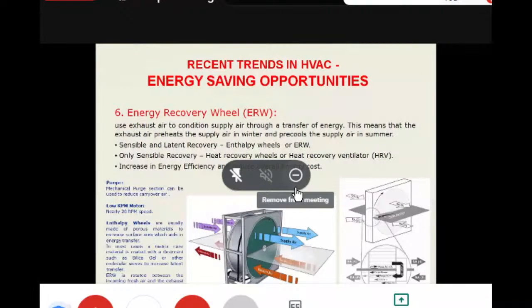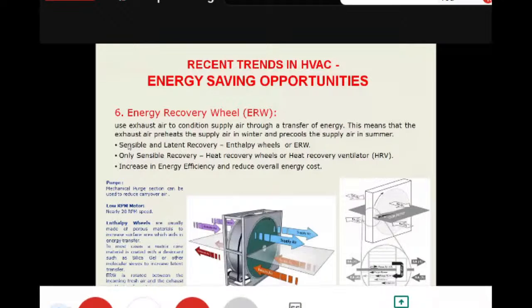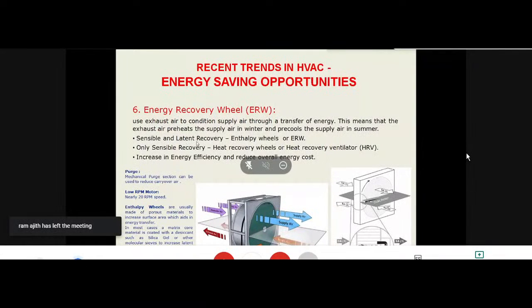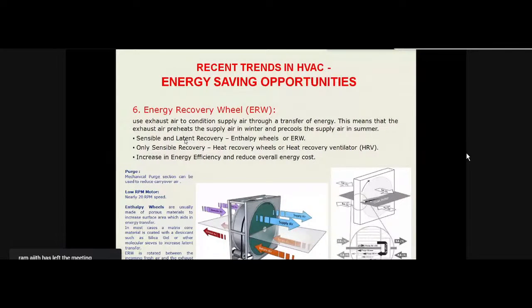As I said earlier, sensible is a change in temperature. We are removing, meaning the sensible load is removed. In latent load, there is a change only in the humidity level. There is no change in temperature, and there is a change in water vapor, or a change in humidity. We call it latent heat. So both sensible as well as latent recovery are possible in enthalpy wheels. It's called enthalpy wheels, or simply energy recovery wheel, ERW.